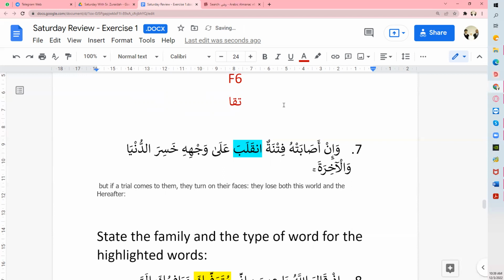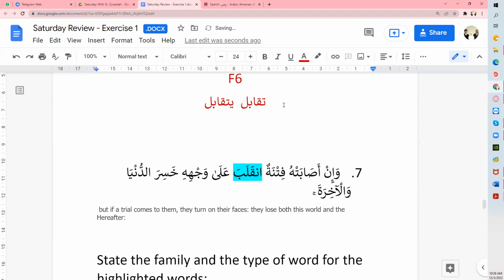Yeah, this is the original. Taqabala, right? And then we become the mudari', yataqabalu. So it becomes tuqabila, because remember we said that alif, waw, and ya are weak letters, right? And then they have to suit the sound. So when you go passive, what happens to our alif?